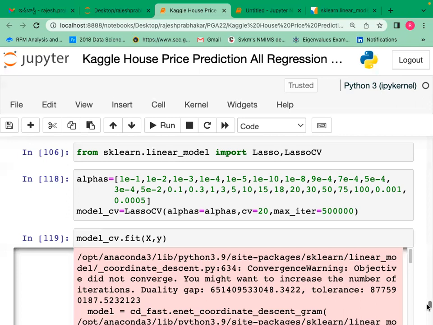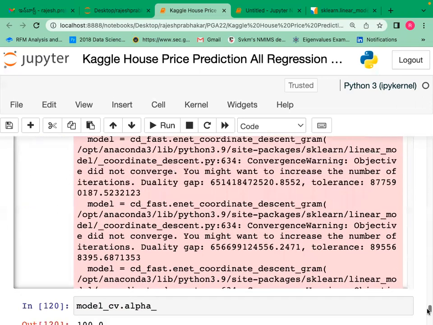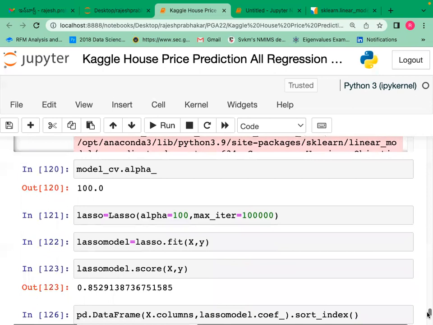Then scroll down. So you'll get the best alpha. Best alpha is 100.